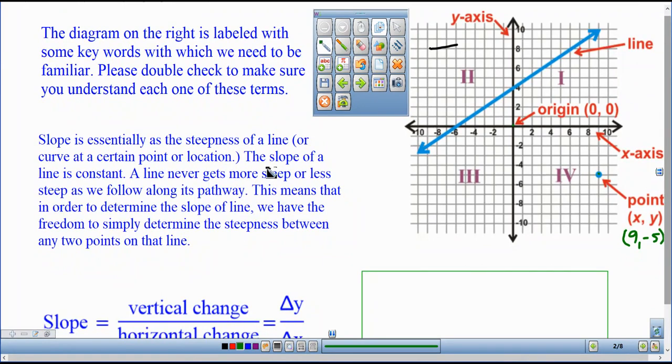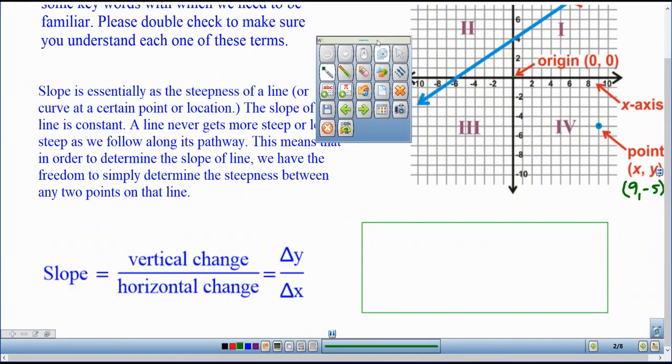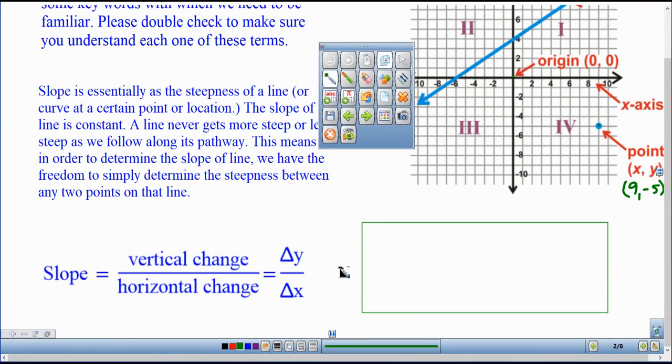The slope of the line is the steepness of a line. And I'm sure that's not the first time you've heard that word, slope. A line never gets more steep or less steep. So it doesn't really matter at what part of the line you look at, you'll always find the correct slope as long as you do it appropriately. How do we find that steepness? Well, mathematically, you're going to take the vertical change and divide it by the horizontal change, which can be notated as delta y over delta x.